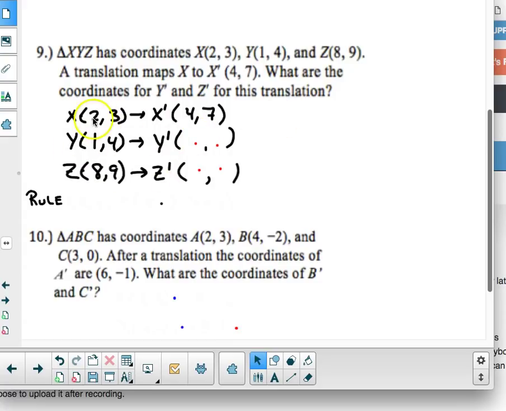What's going to happen here? I went from 2 to 4, which is adding 2. I went from 3 to 7, which is adding 4. So I've got my rule there. Now I can come up with the 2 missing pieces. I've got Y prime (3, 8): 1 plus 2 is 3, and 4 plus 4 is 8. And I've got my Z, (8, 9). 8 plus 2 is, excuse me, 10, and 9 plus 4 is 13.